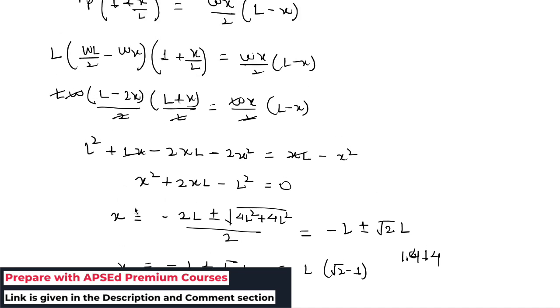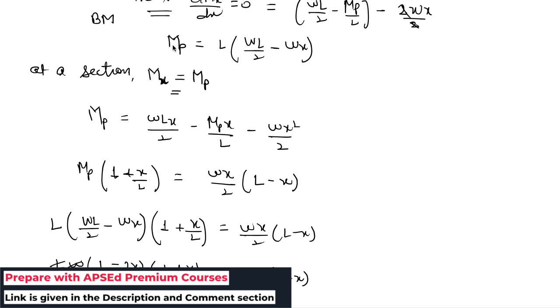L times root 2 minus 1, and from here the root 2 value is 1.414. So from that we have x as 0.414 times L. Now once we know the value of x, we can find out the collapse load.